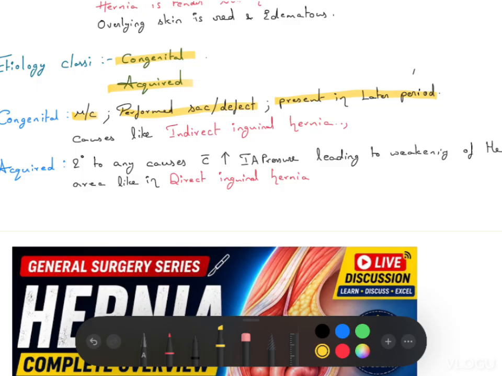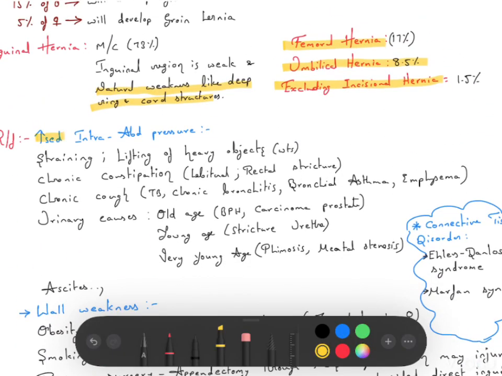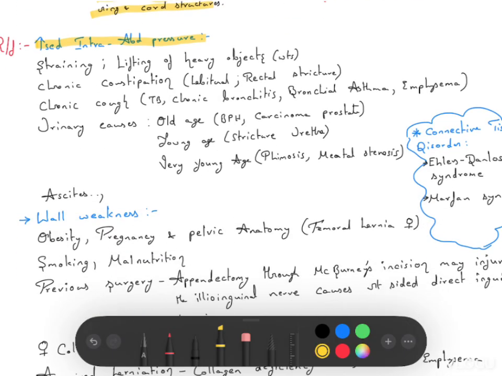So what causes acquired hernia? First of all, increasing intra-abdominal pressure. What increases abdominal pressure? Straining activities, like lifting heavy weights and heavy objects, and chronic constipation, like habitual constipation or rectal strictures, and chronic cough. In chronic cough, the pathological conditions you can see are tuberculosis, chronic bronchitis, bronchial asthma and emphysema. So these can be risk factors or causes of acquired hernia.